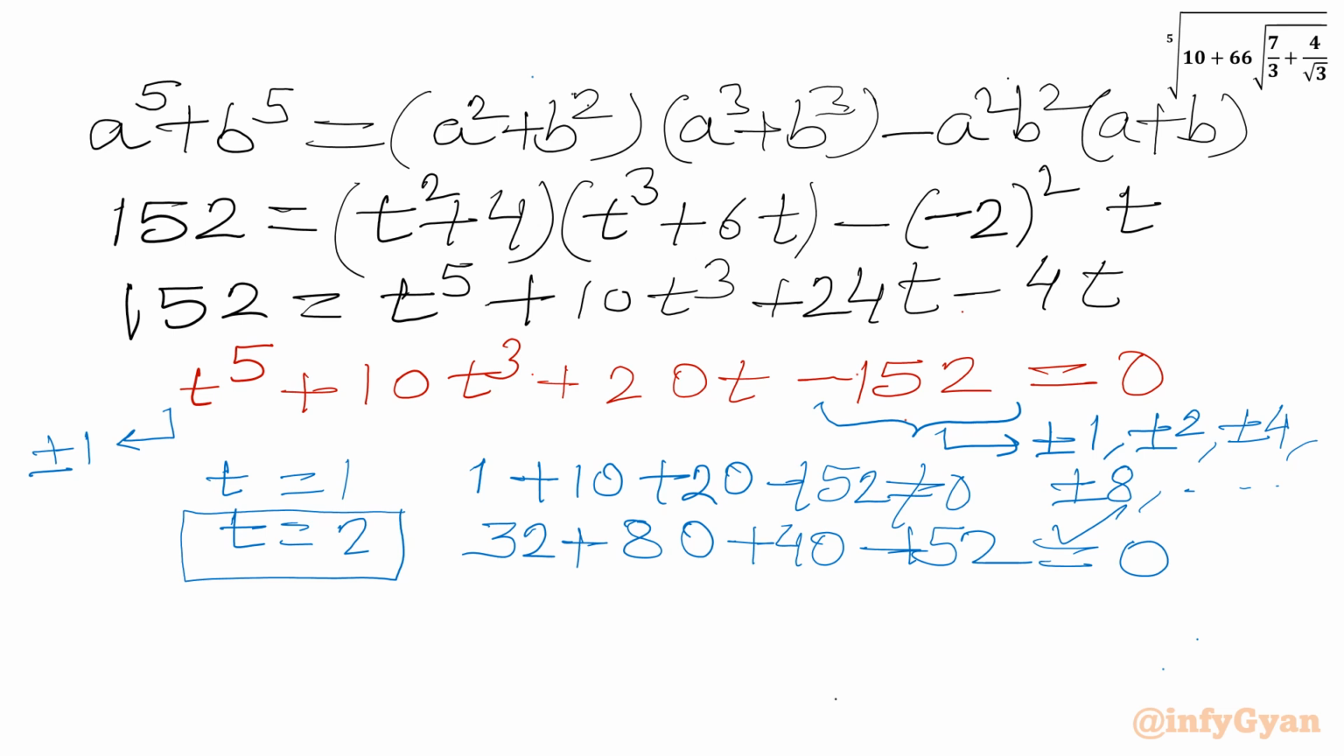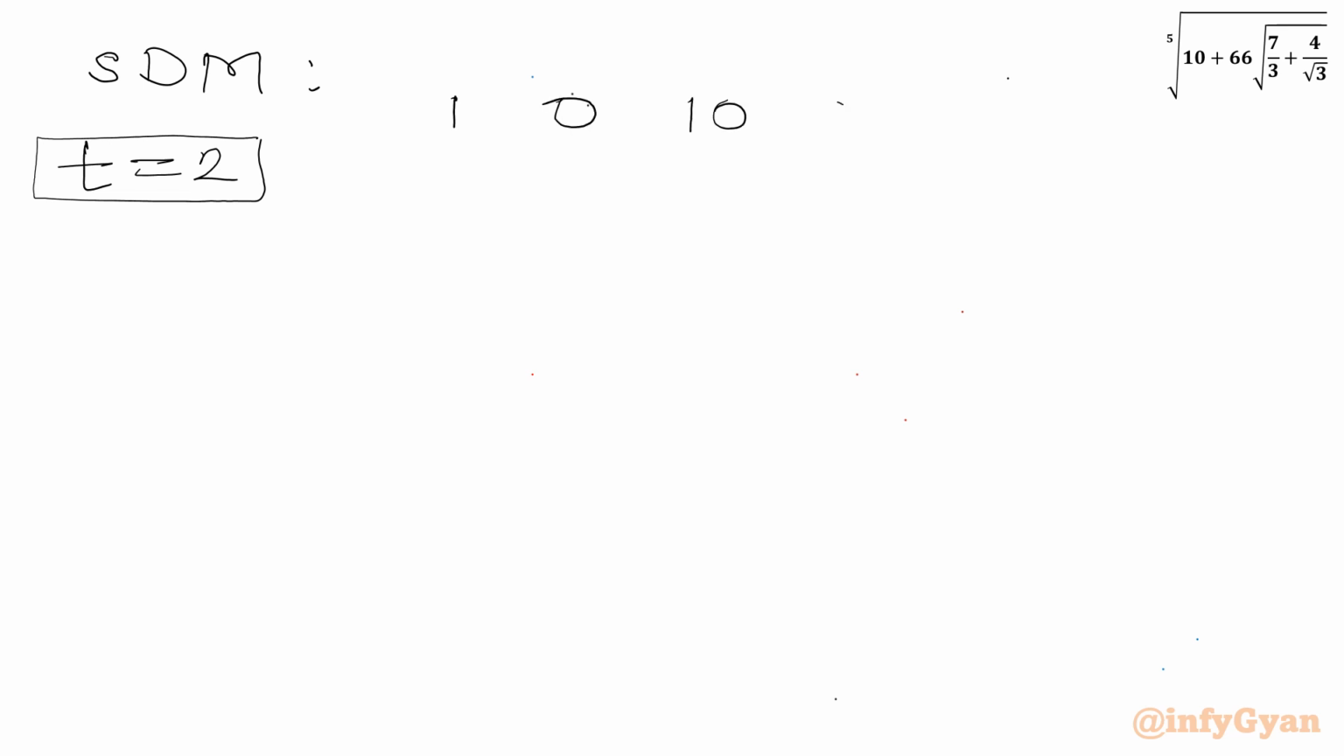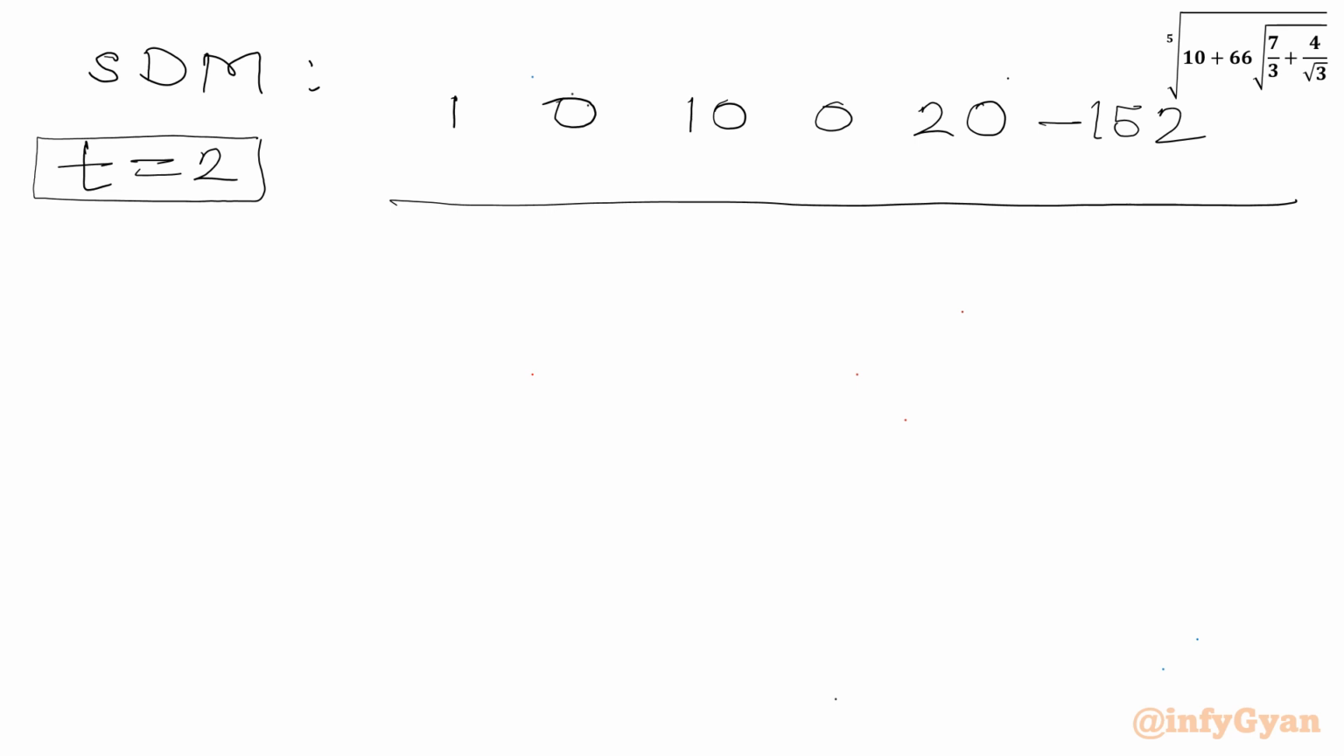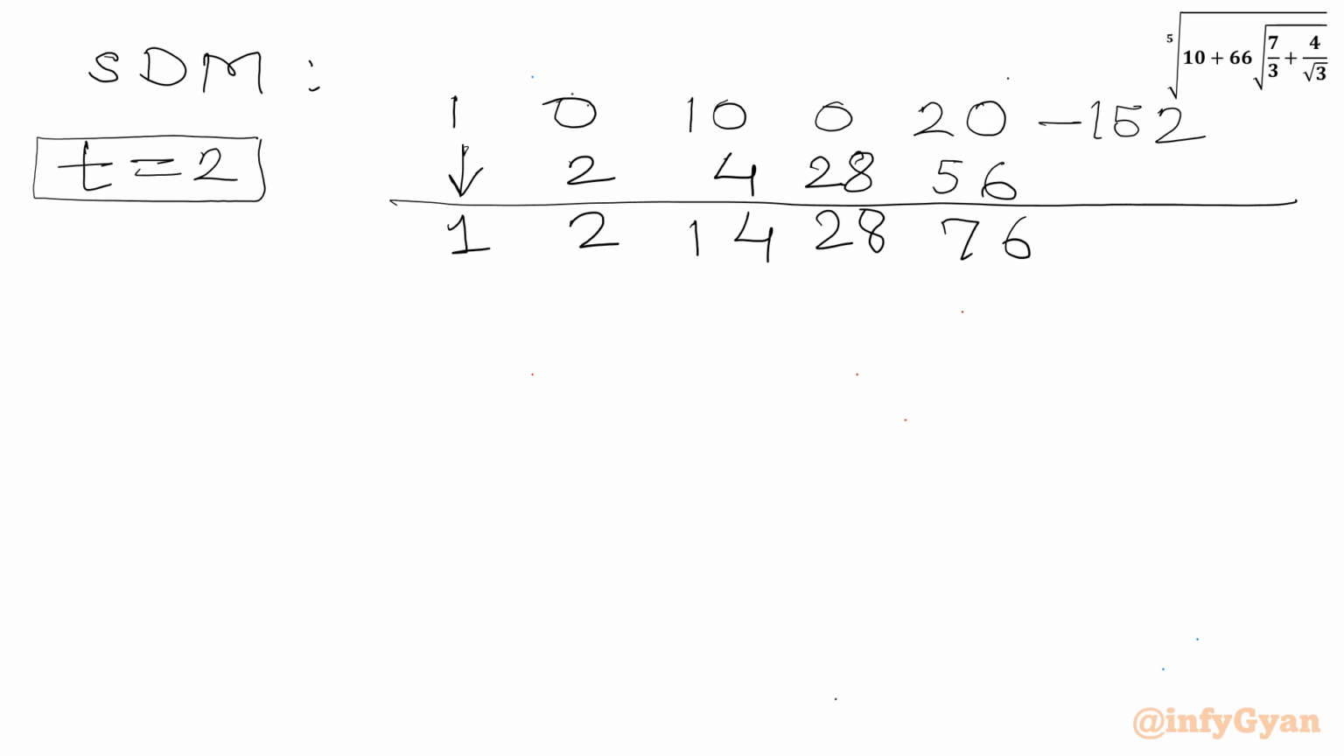Now I can use the synthetic division method. So let us write all the coefficients of the quintic equation. So I will write SDM with base solution t equal to 2, and let us write all the coefficients: 1, 0, 10, 0, 20 and negative 152. Leading coefficient as it is 1, 2 times 1, 2, addition will be 2, 2 times 2, 4, addition will be 14, 2 times 14, addition will be 28, 2 times 28, 56, 76, 2 times 76, 152, 0.